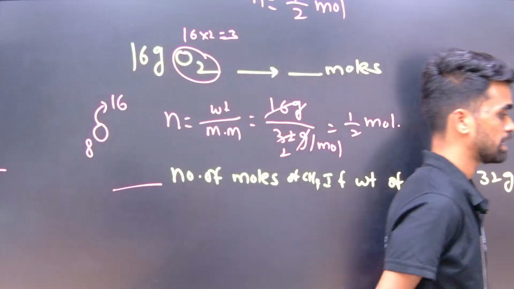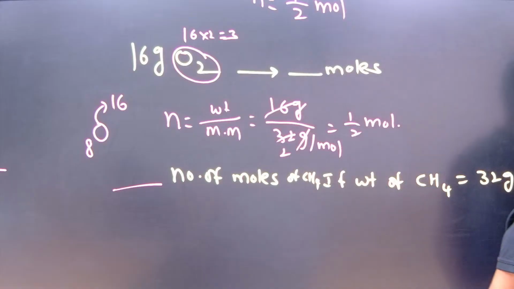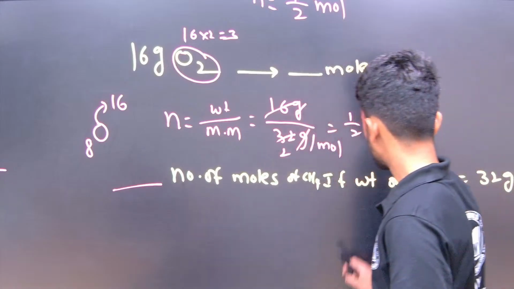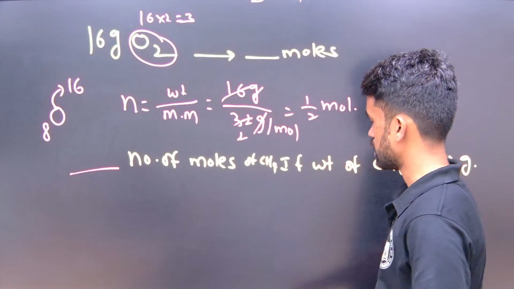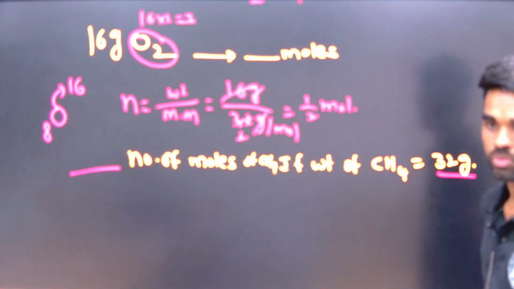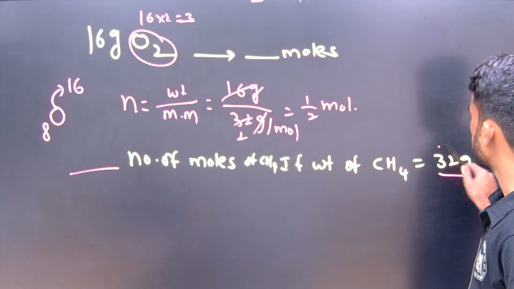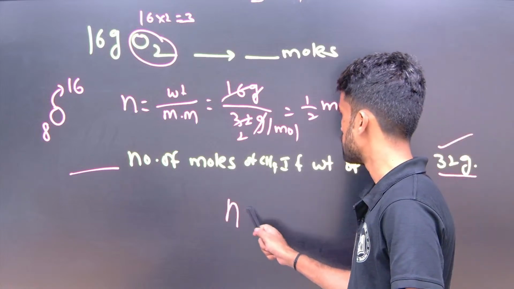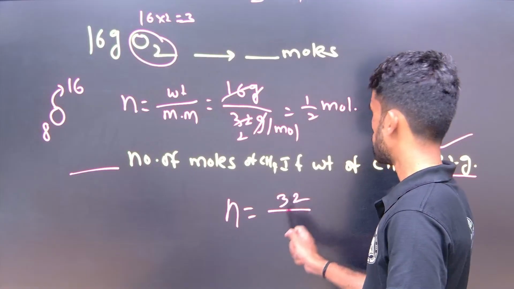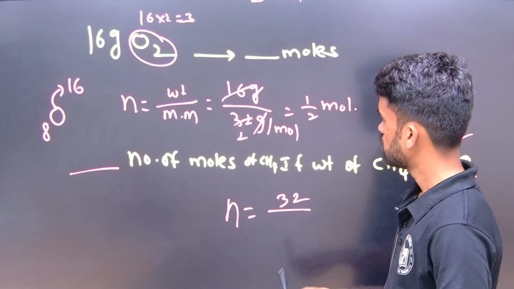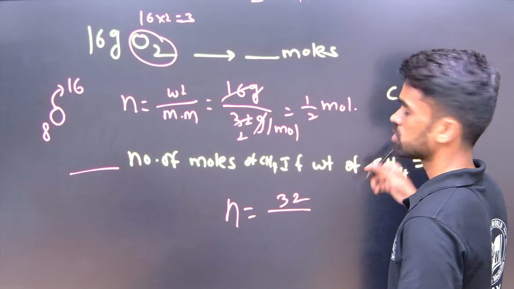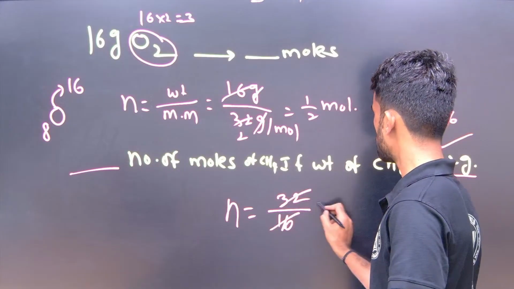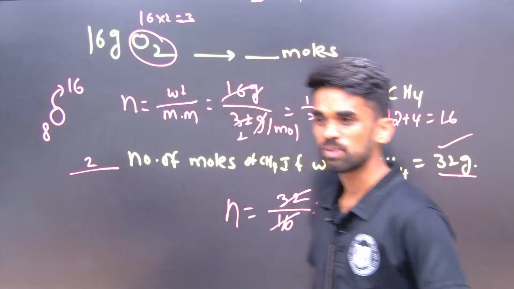So tell me, number of moles I am asking by giving its weight. How do you do it? What is the formula? Given weight divided by molar mass. So given weight is 32. Molar mass of methane is, don't think too much, CH4. So 12 plus 4, 16. So take here 16. This will be 32 by 16. So number of moles will be 2.